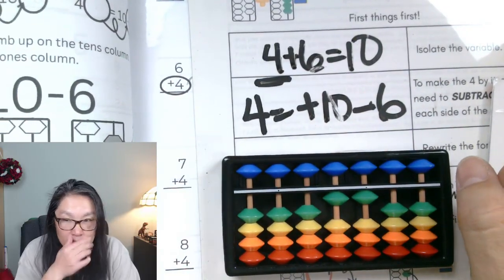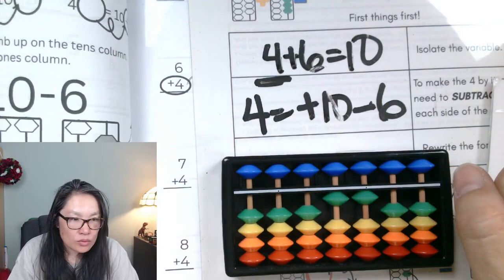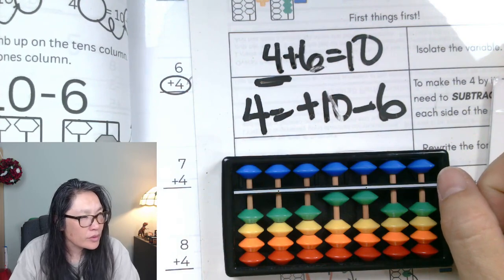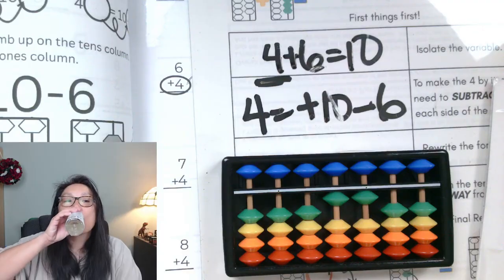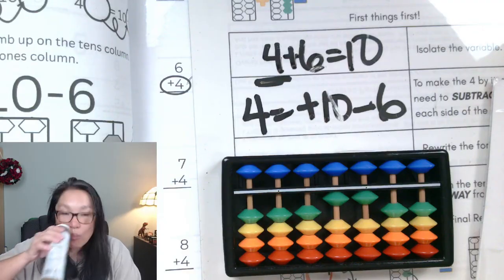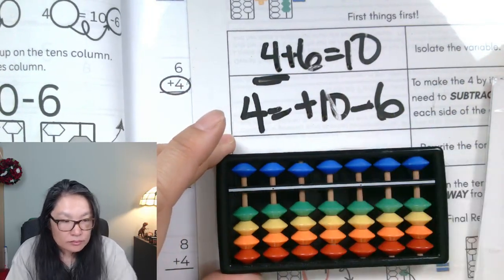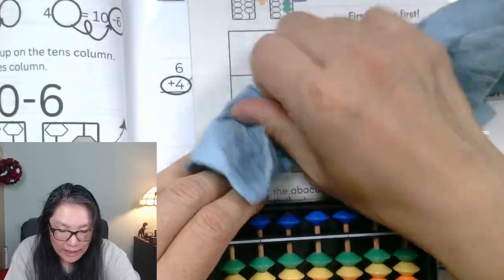Anybody have any questions? Jose, did you want me to start over and show you how to read the abacus, or do you understand it? Okay. So we can continue on with 8.